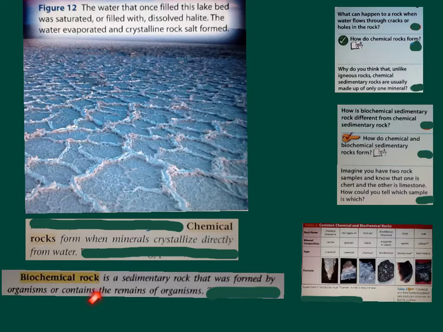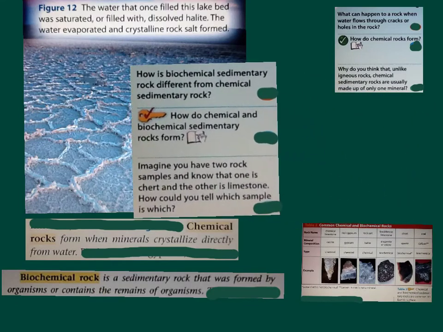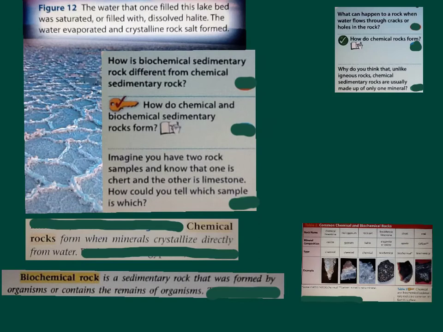And the next thing I want you to do is this. You're picking one of the three. How is biochemical sedimentary rock different from chemical sedimentary rock? The second one, how do chemical and biochemical sedimentary rocks form? And the last one, imagine you have two rock samples and know that one is chert and the other is limestone. How could you tell which sample is which? So you're picking one of those three, please, writing in your science journal and answering them.